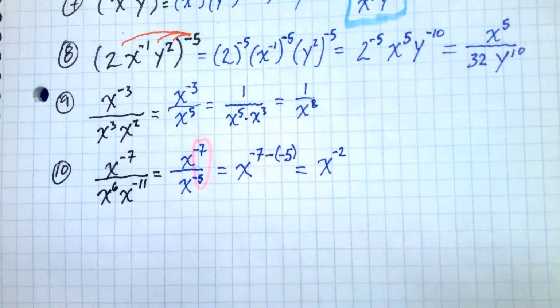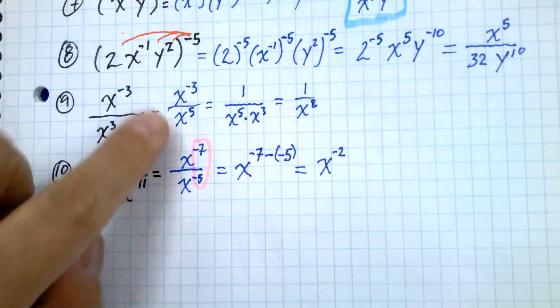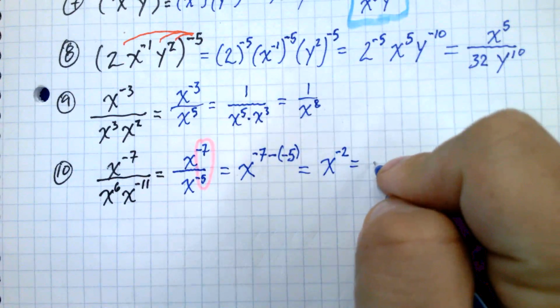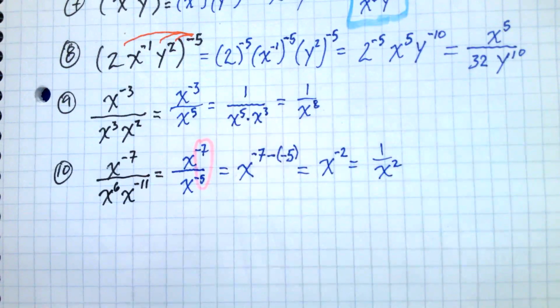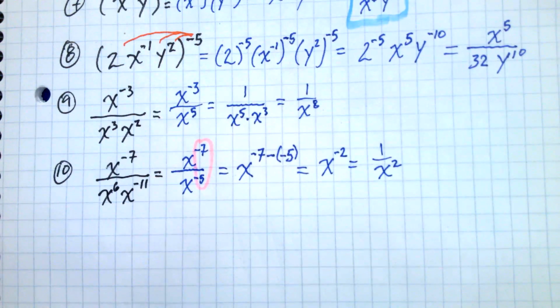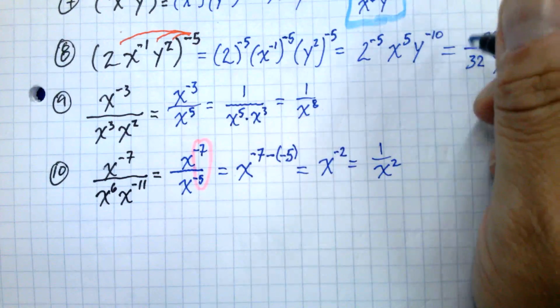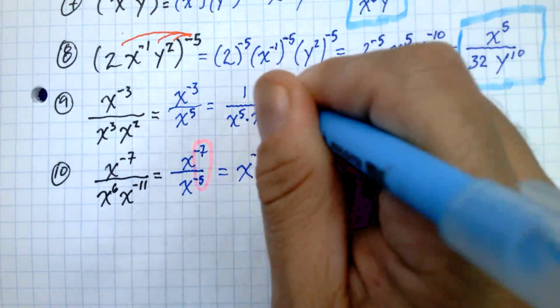So now we're doing it a different way. It's by subtraction. Just to show you how that works. We could have done that in the last one. So what's our final answer? 1 over x squared. Okay. And I should be boxing these. We're almost done.